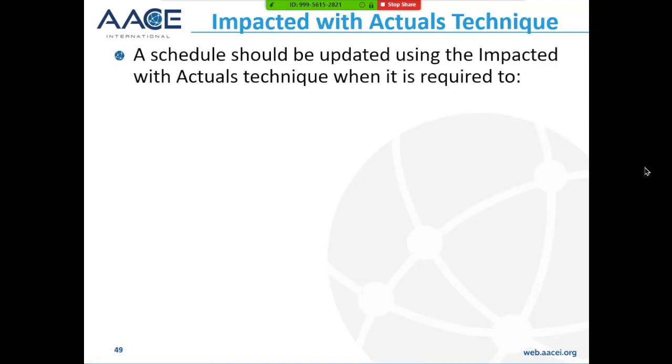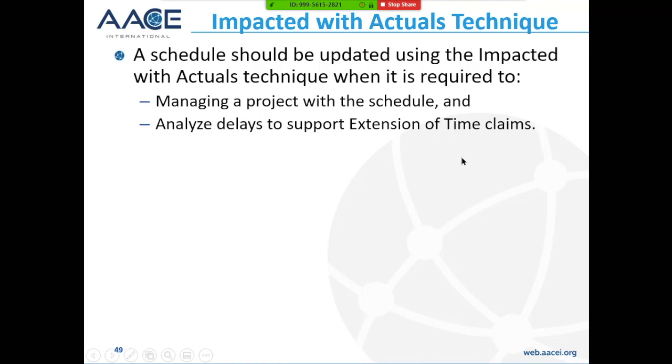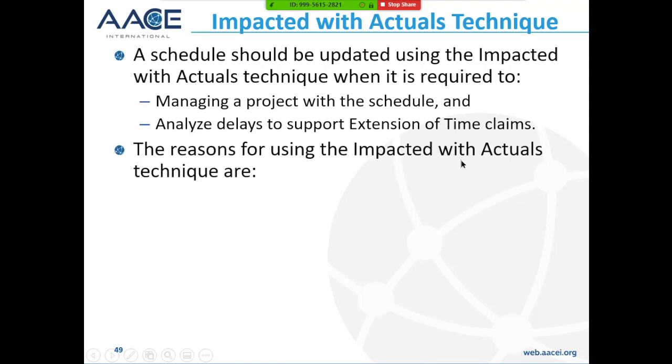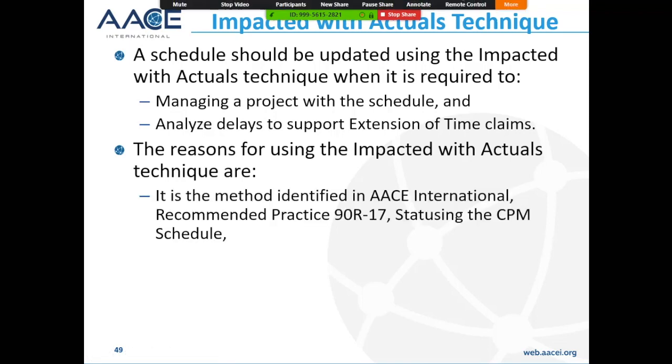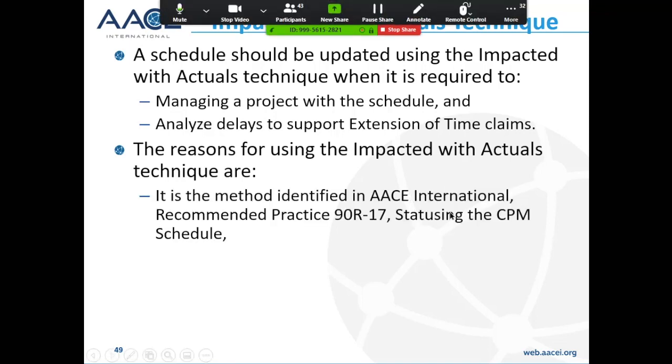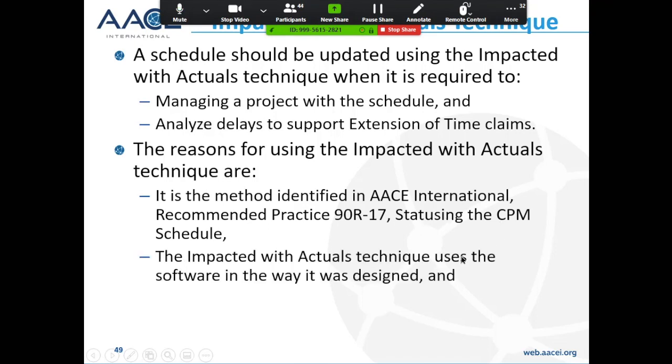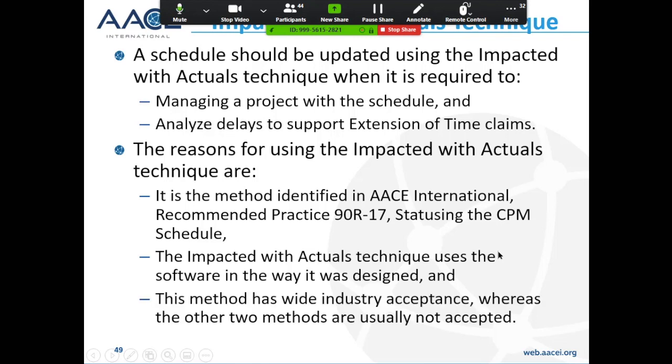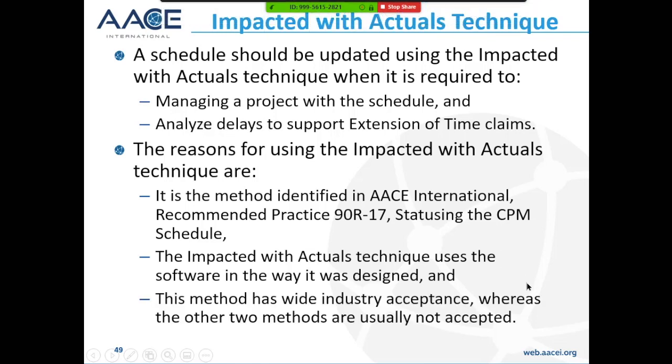For impacted with actuals, a schedule should be updated using impacted with actuals when it's required to, first of all, manage a project with the schedule, and analyze delays to support extension of time. The reason for using impacted with actuals is that it's a method identified in the AACE recommended practice, Statusing the CPM Schedule. It uses the software in the way it's designed, and this method has wide industry acceptance, and the other two methods are usually not accepted.